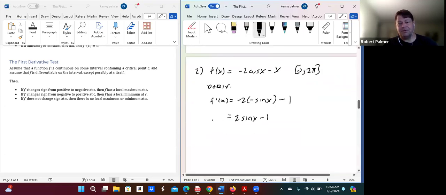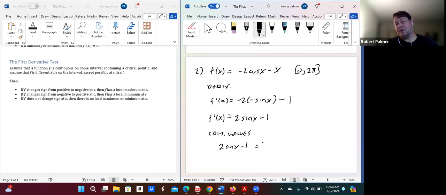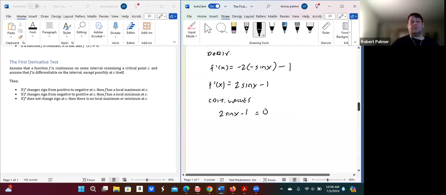Okay, and that's our derivative. All right. Then, once again, like we did last time, find your critical values. And so I'm going to solve 2 times the sine of x minus 1 is equal to 0. Okay. Now, of course, get the sine of x by itself. Let's add 1 to both sides.